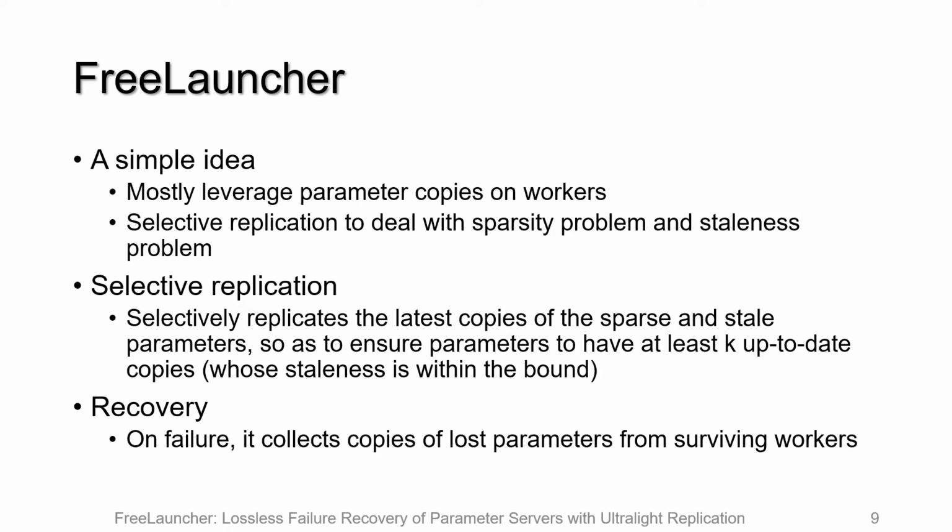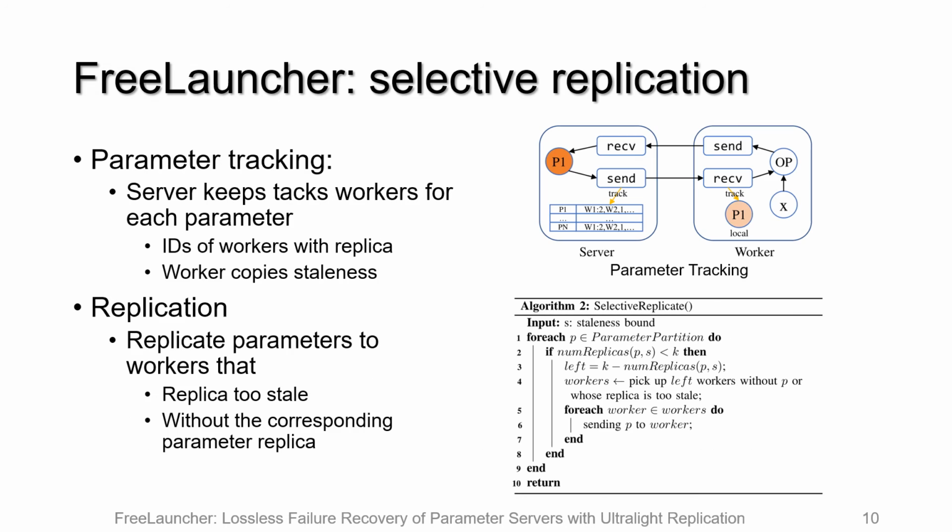Upon failure, FreeLauncher collects copies of the lost parameters from surviving workers. During the failure-free training process, we keep track of the workers that ever pulled the parameters. And at the end of each iteration, parameters whose number of up-to-date copies is less than k will be replicated to other workers to make them have k copies.